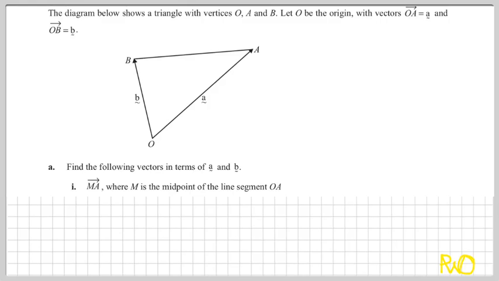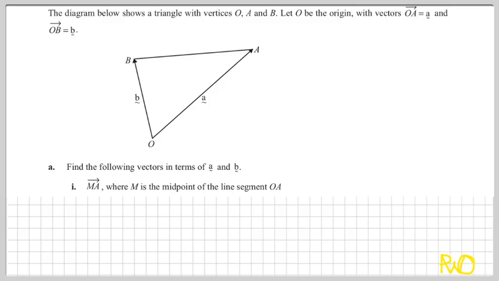This is an exam question. It's got a vector proof in it. That's why I picked it for you. It's the only question I've ever seen in an exam with an actual vector proof. All right, we've got a triangle with vertices O, A, and B. O is the origin. That's vector OA. That's vector OB.